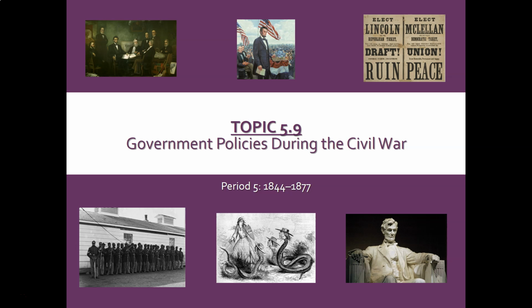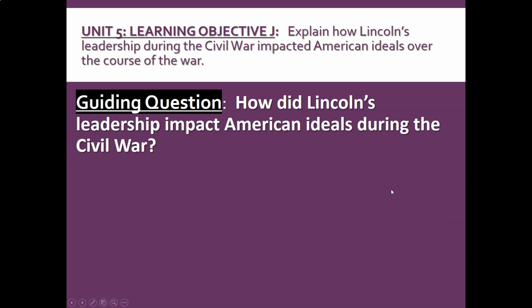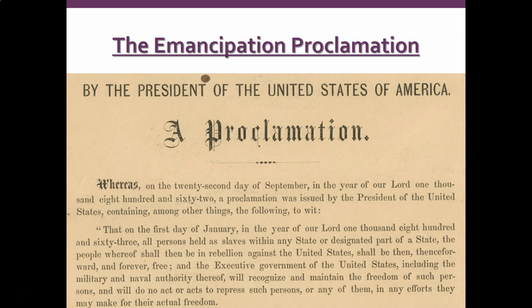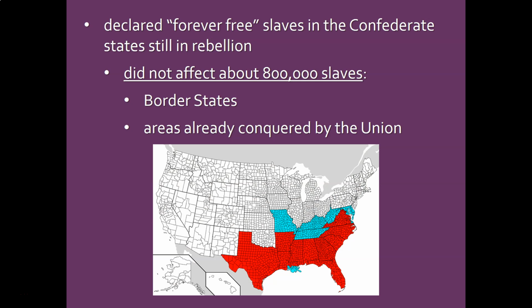We're going to focus on the government policies during the Civil War, and we're going to focus obviously heavily on the North. Alright, so let's think about Abraham Lincoln and his leadership and what impact that had on the Civil War. And that's going to bring us back to something we looked at in the last video, which was the Emancipation Proclamation. So if you have forgotten, this is something that Lincoln announces after the Battle of Antietam in September of 1862, and it goes into effect on the first day of 1863.